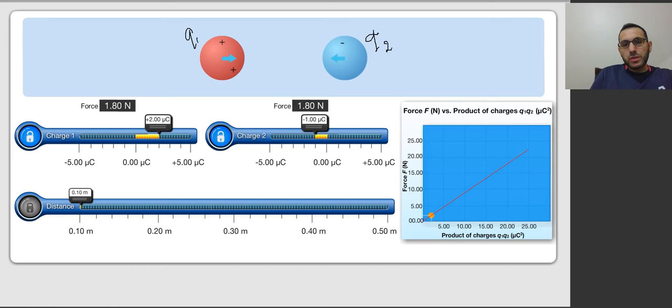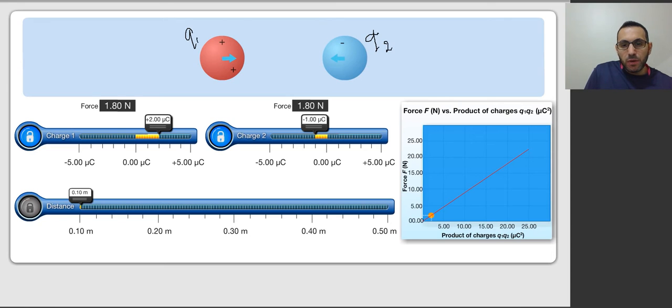So Q1 exerts a force of 1.80 Newton on Q2, and Q2 exerts the same force on Q1, equal in magnitude but opposite in direction. This is the action-reaction principle, which is Newton's third law.